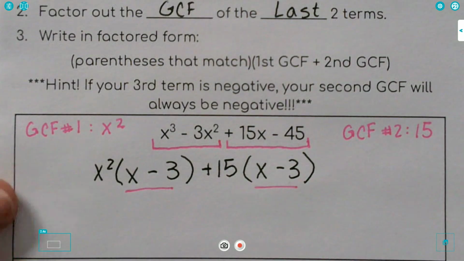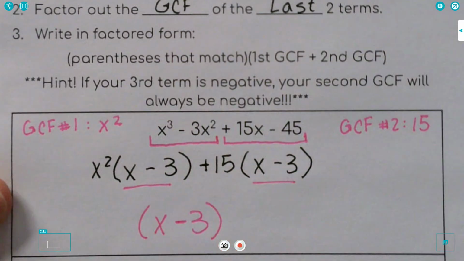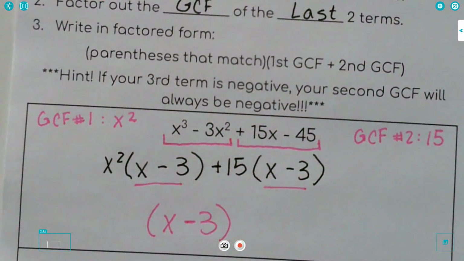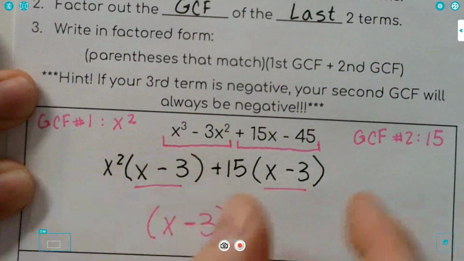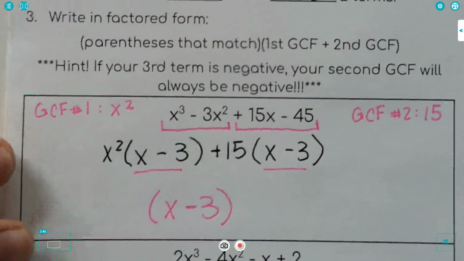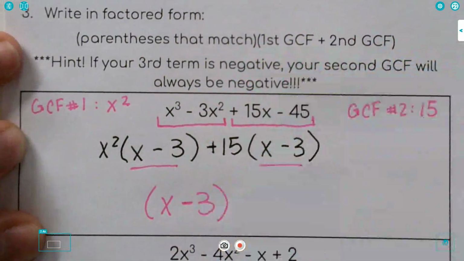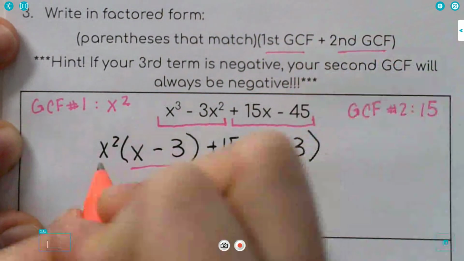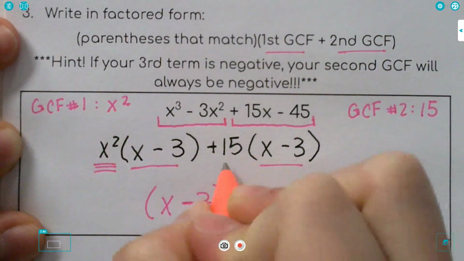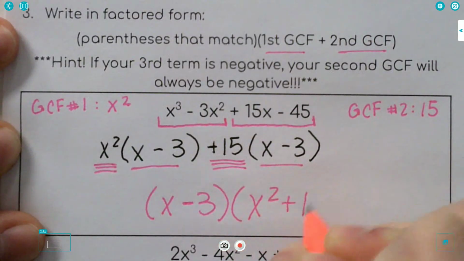You are going to write those down as the first part of your answer. So x minus 3, you write it down once. Because that x minus 3 is now a factor of this and a factor of this. So you pull out that x minus 3, and then your second set of parentheses is your first GCF plus your second GCF. So I've got my x squared here and my 15 here. So I put those together, x squared plus 15.